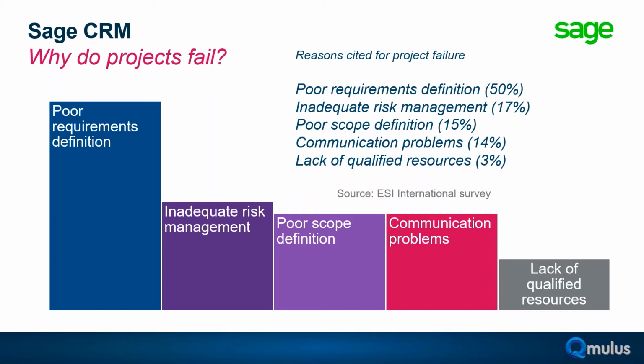You'll notice that the majority of these reasons are due to either the requirements or risk or skill set to actually deliver the project. Now, these reasons can be caused both by the customer and the partner, which is quite often overlooked, and both should take some responsibility to make sure that the project doesn't fail.